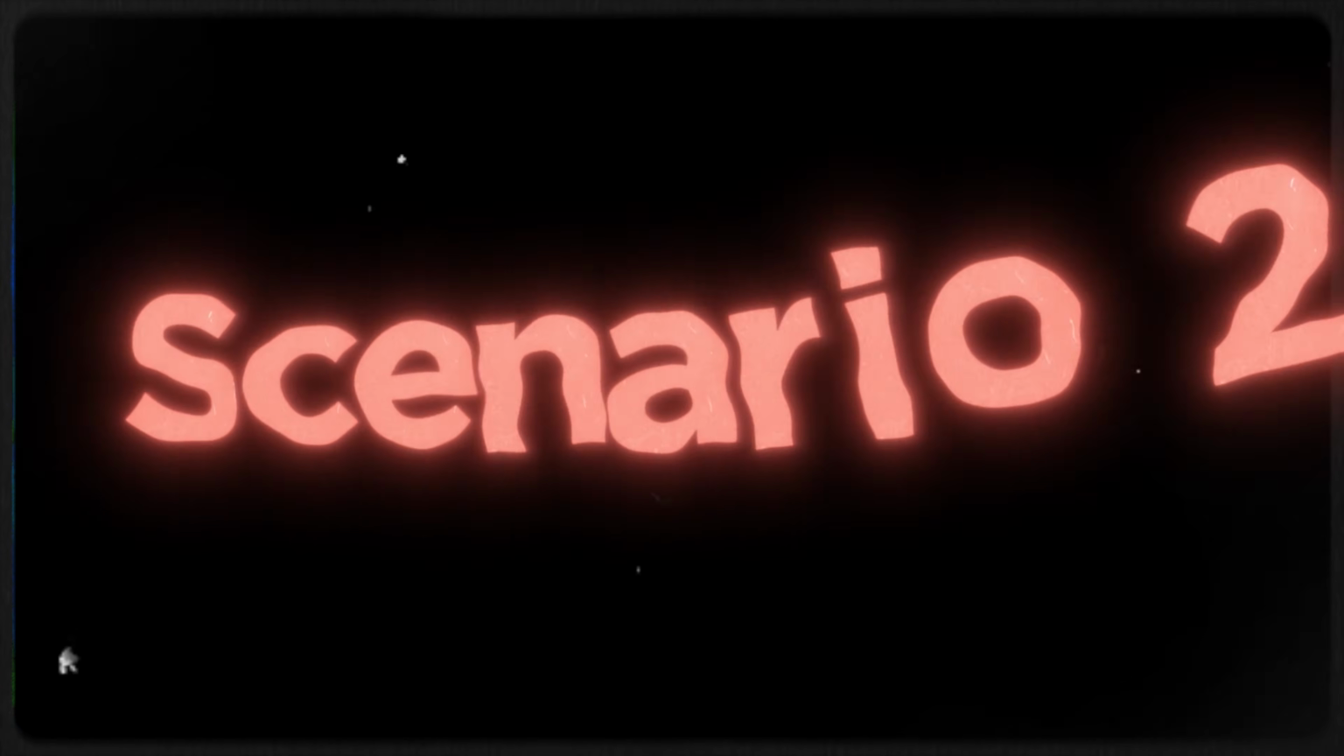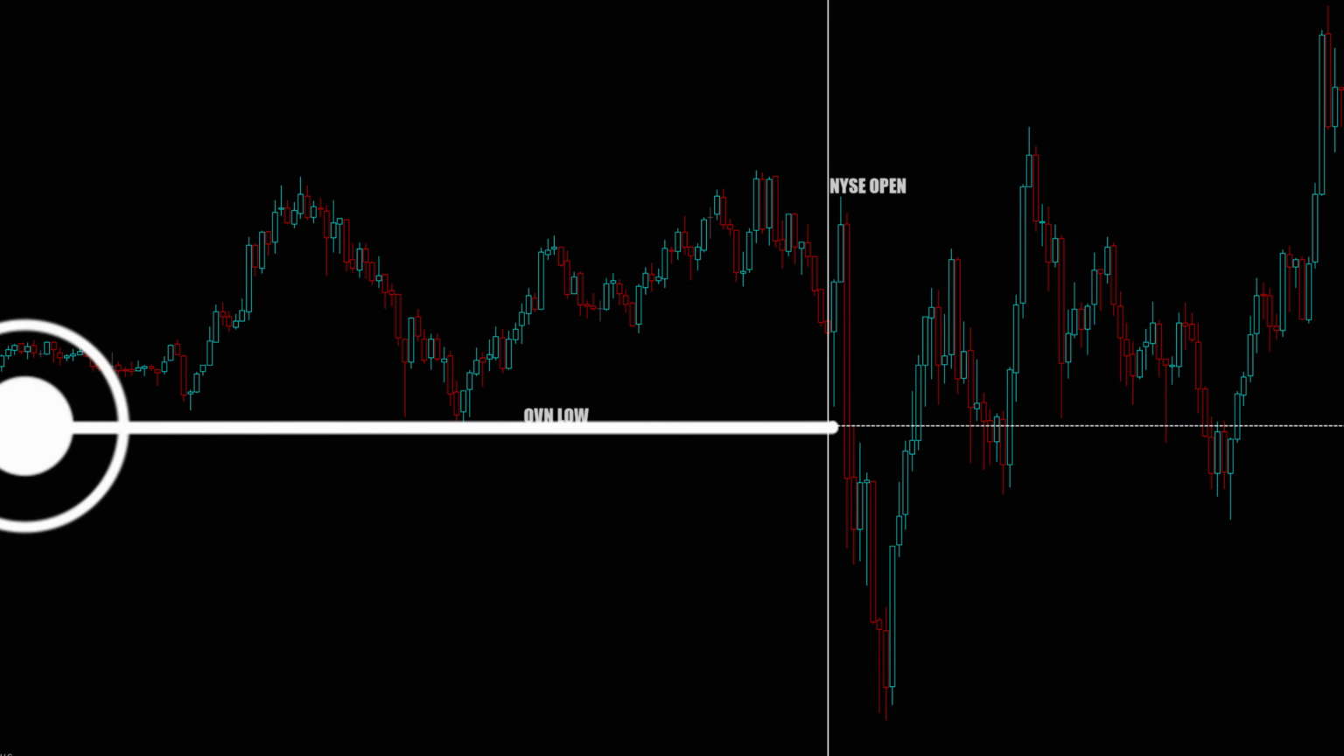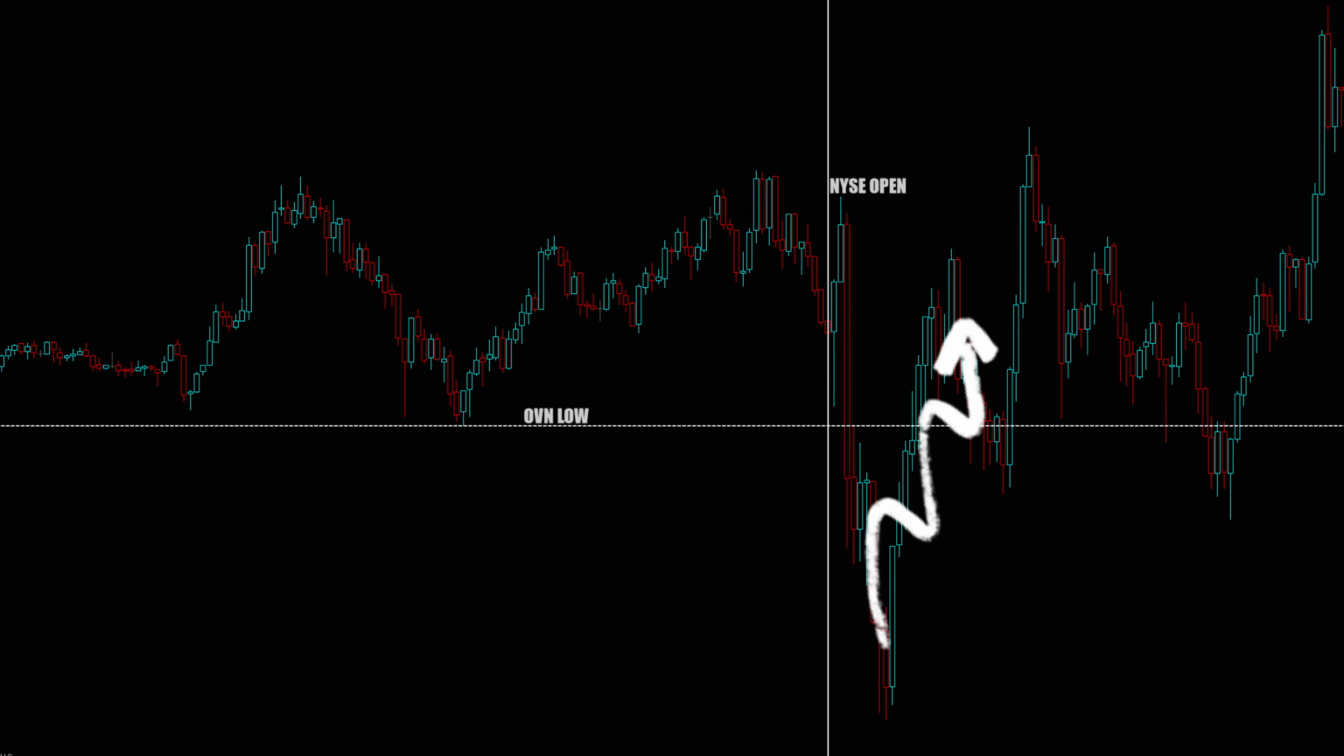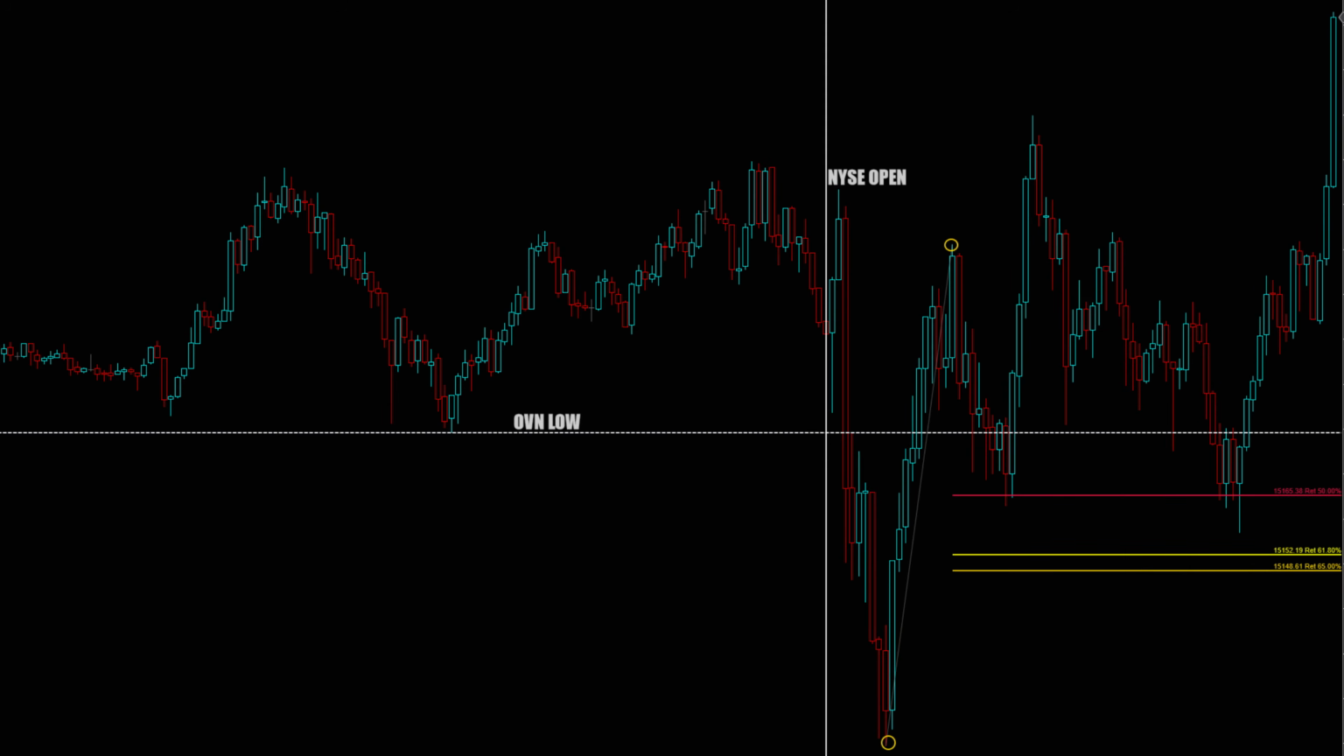Now let's talk about scenario 2. When we are sitting at session's low, we will sit out during open and wait for a leg up, as I have not been shorting the market with this strategy. Once we get that leg up during the New York Stock Exchange hours, we will mark out our low to high with the fib levels.